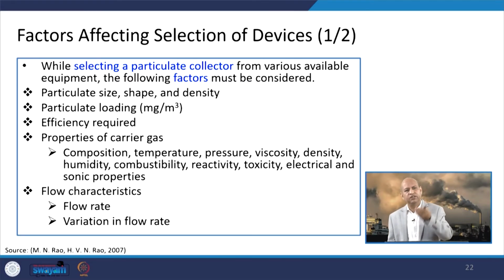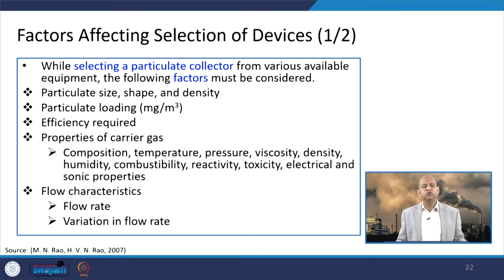Well, when we talk about the different factors which affect the selection of the device, which kind of device is more applicable, then there are certain factors like what is the size of the particle, what is the shape of the particle, density, as I said, then loading, meaning how much milligram per cubic meter or gram per cubic meter or kilogram per cubic meter is being emitted. That will also influence the decision on what kind of device we need to select. Then efficiency required, whether you want to remove 99% or 95%, depending upon whether it is the only device or a pre-cleaning device. So, that way you have to see the factors.